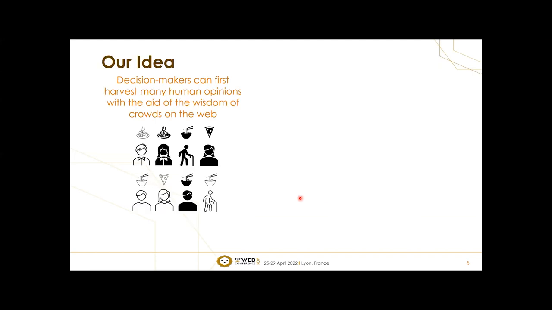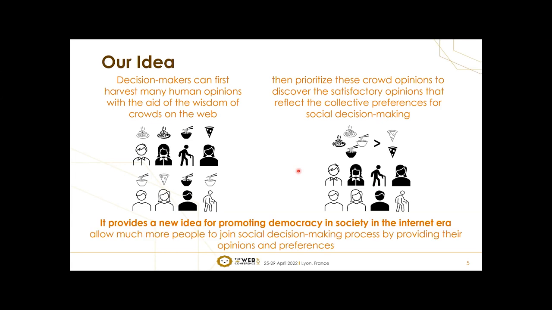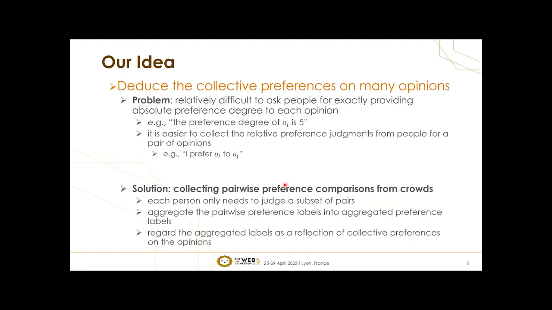So our idea is that the decision maker can first harvest many human opinions with the aid of the wisdom of crowds on the web, and then prioritize these crowd opinions to discover the satisfactory opinions that reflect the collective preference of all people in the crowd for social decision making. It provides a new idea for promoting democracy in the society in the internet era, and allows many more people to join the decision making process by providing their opinions and their preferences.